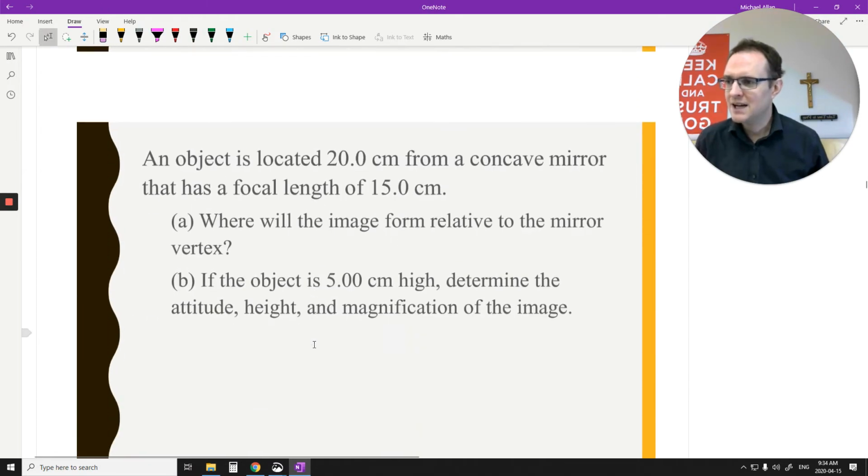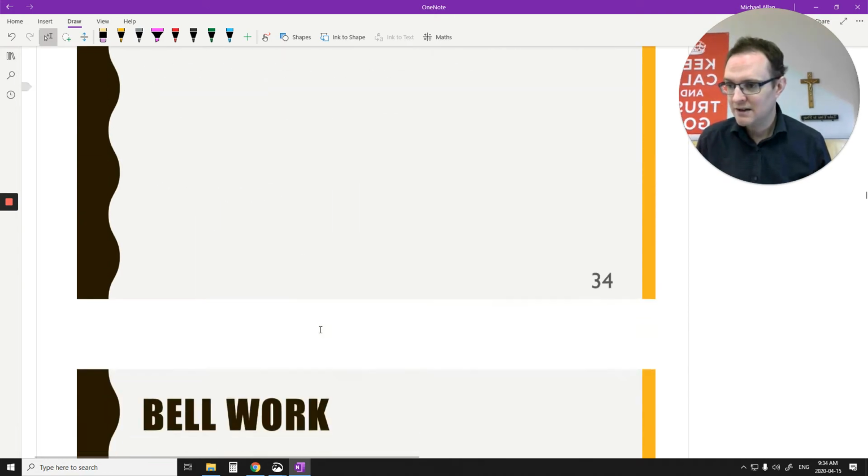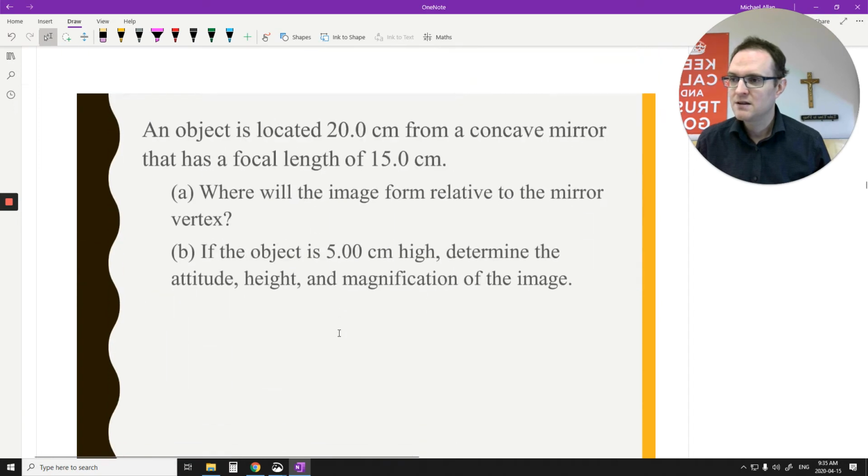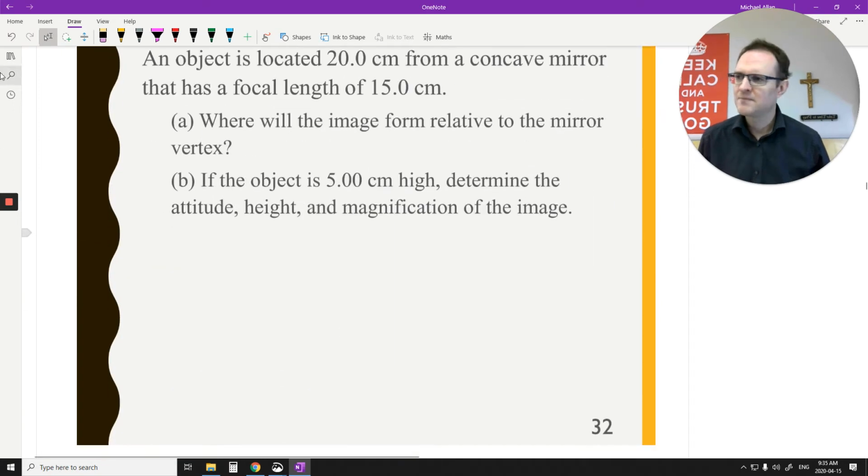Okay, so let's see how this works. I think I have about 4 or so questions. Let's see how this works for some of these questions here.